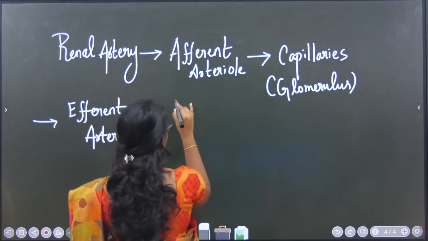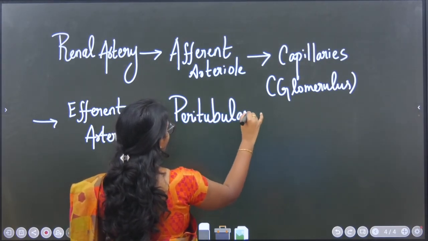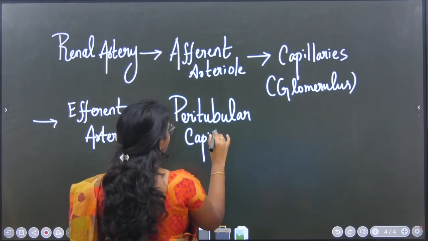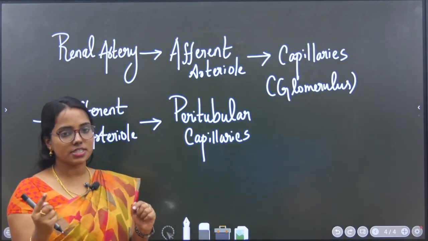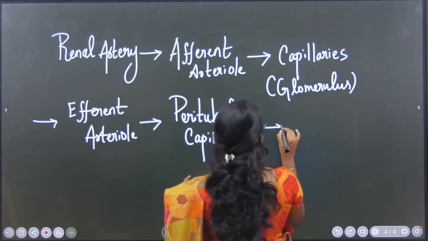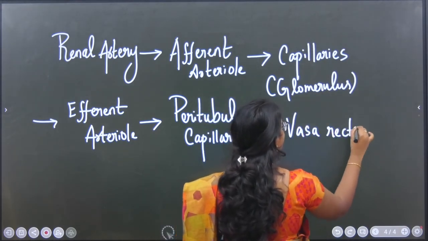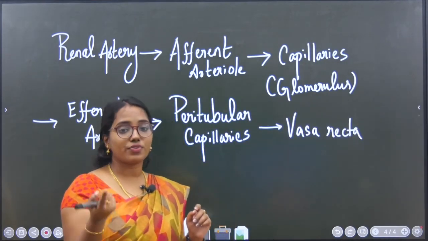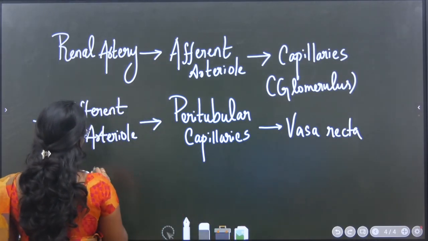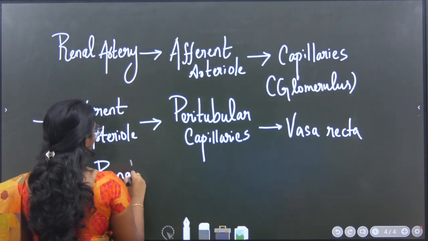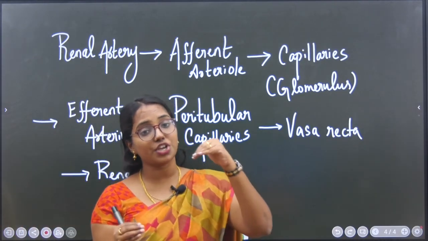So from efferent arteriole we are getting peritubular capillaries. What is peritubular capillaries? The blood vessel which surrounds PCT and DCT of nephron. Next to peritubular capillaries, it forms vasa recta. What is vasa recta? The blood vessel which surrounds the nephron in the Henle's loop particularly is called vasa recta. Next, vasa recta will combine to form renal vein. So I think it is clear what happens to the renal artery which enters inside the kidney.